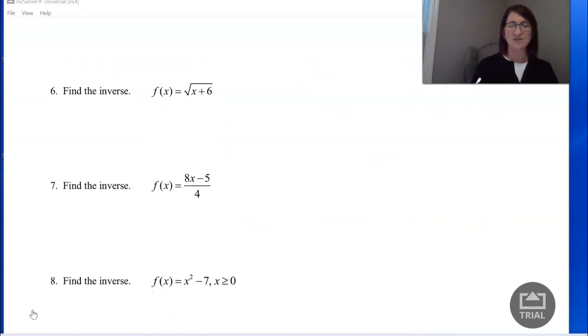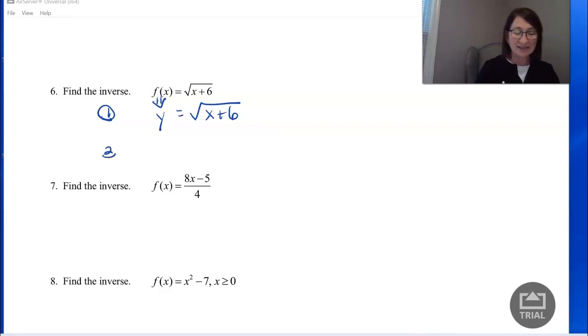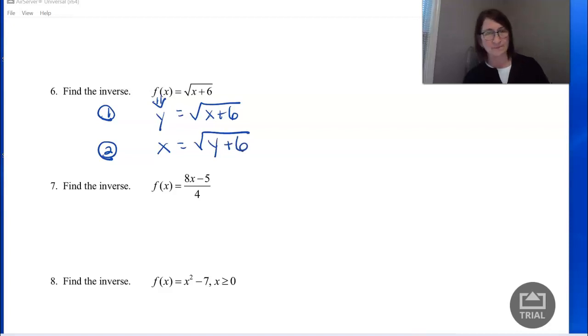All right, well, let's do one here. So let's start with this. Our first step here is to replace the f of x with y. So I have y is equal to the square root of x plus 6. Second step is to interchange the x and the y. So literally, the x comes out, the y goes into the radicand. I just switched them. Now I'm going to solve this.